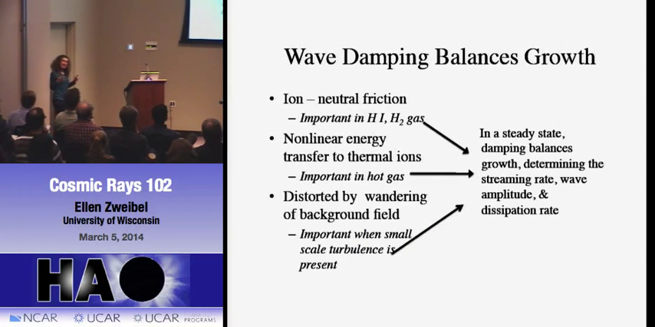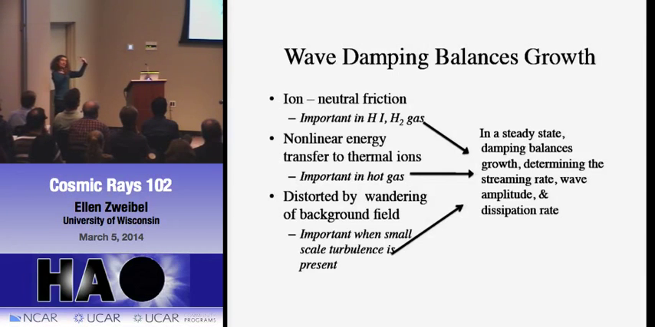Now, in a steady state, something has to balance the growth of the waves. And so three damping mechanisms are important depending on the circumstances. In partially ionized gas, there's very strong friction between the plasma and the neutrals, and that damps the wave. In a hot, fully ionized gas, there's a nonlinear energy transfer process called nonlinear Landau damping, which can transfer wave energy to the thermal ions.